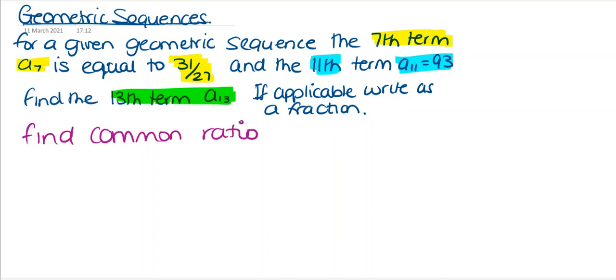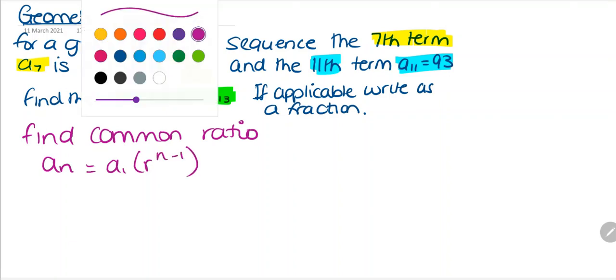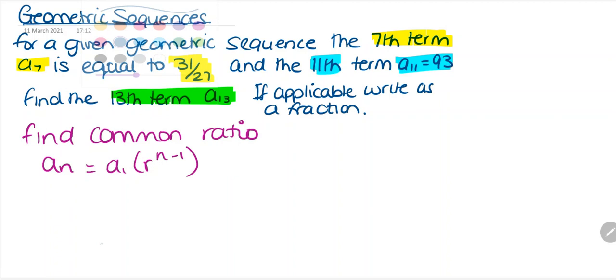So if we look at the standard formula, which is a_n equals a1 times r to the n minus 1, in our question we're trying to find the 13th term, but the first thing we need to do is look at what we know. So that's the 7th term and the 11th term. So we're going to use the 11th first of all.